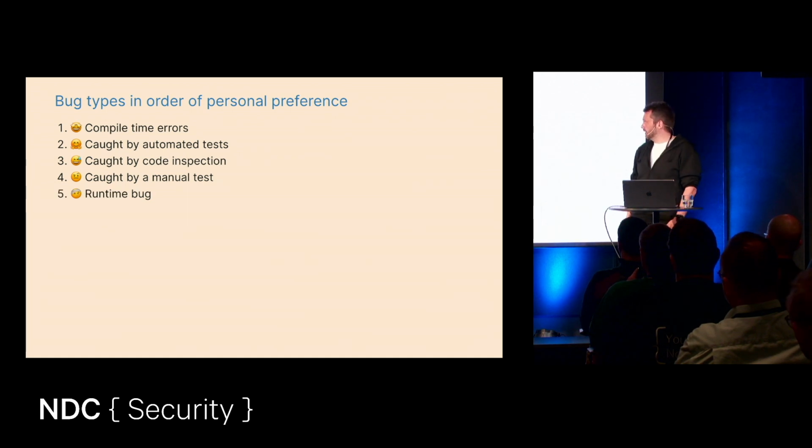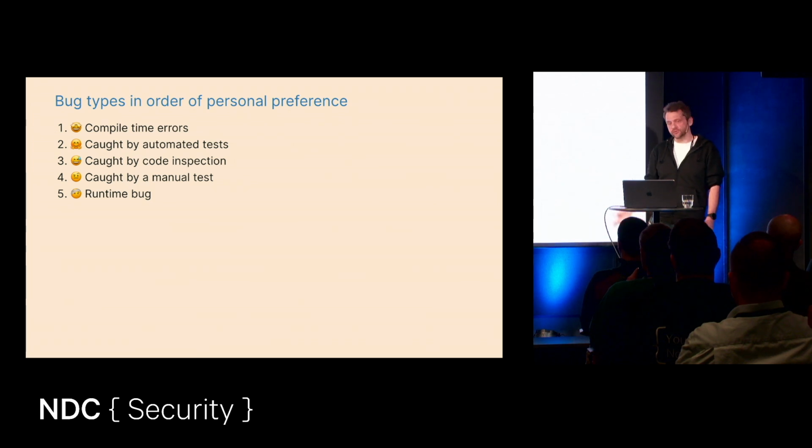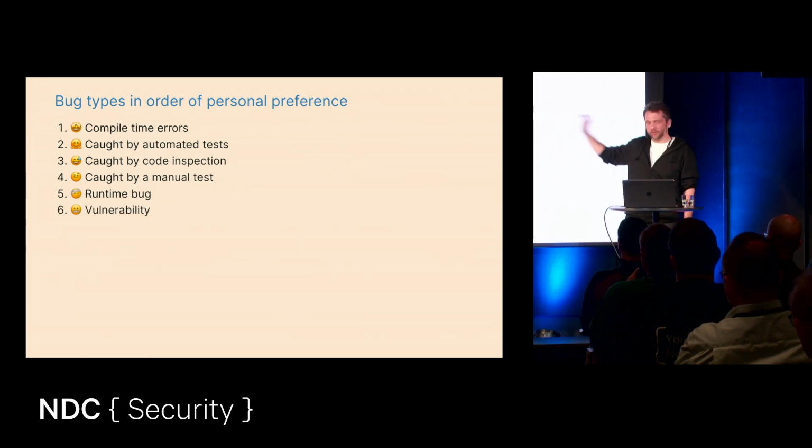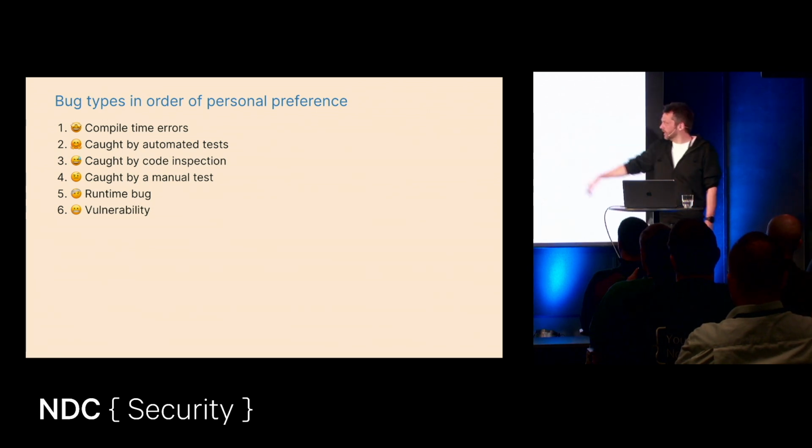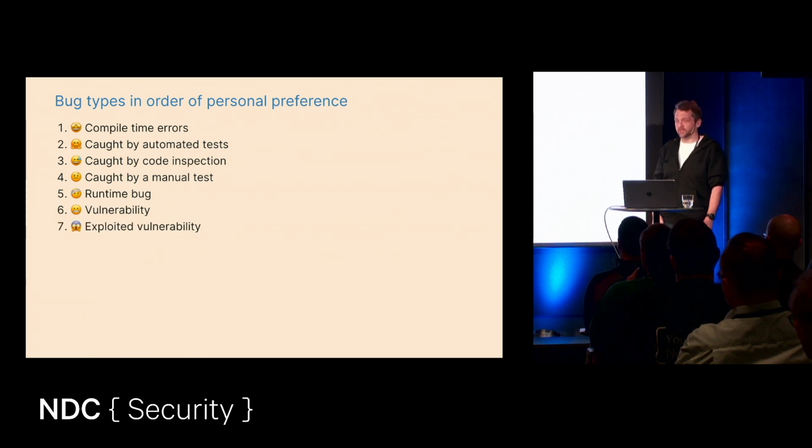Then, of course, a standard runtime bug, something that was supposed to work in a certain way and didn't, but wasn't necessarily a vulnerability, which is the next thing. I don't want vulnerabilities in production. And I especially don't want exploited vulnerabilities in production.